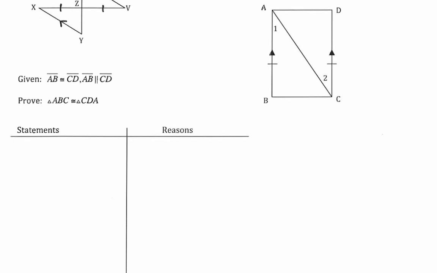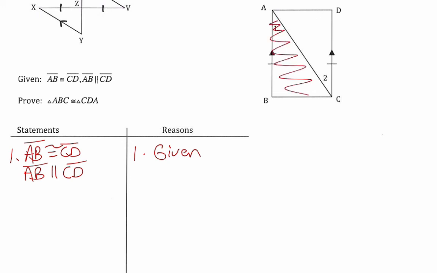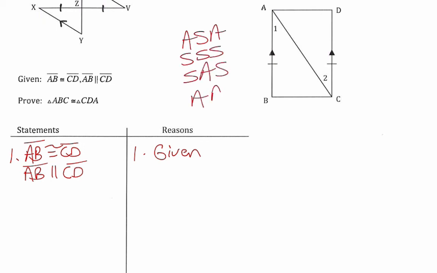In the proof down here in the bottom, we have our given information that AB is congruent to CD, and AB is also parallel to CD, and that's been marked on my picture and it was given to me. My job is to prove that triangle ABC, so the triangle on the left, is congruent to triangle CDA, the triangle on the right. To do that, I have four ways. It could be an angle side angle, a side side side, a side angle side, or an angle angle side.